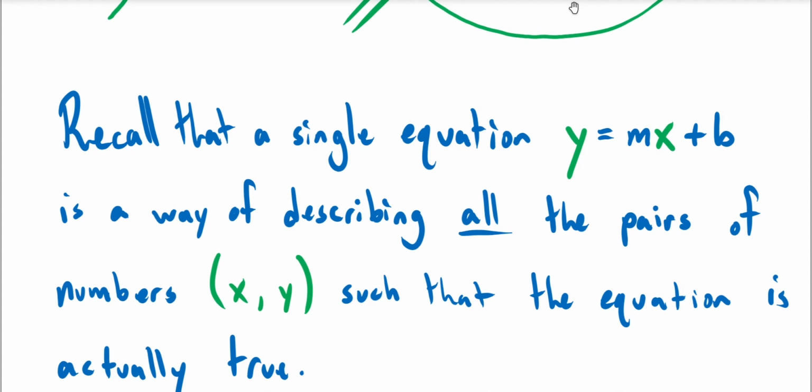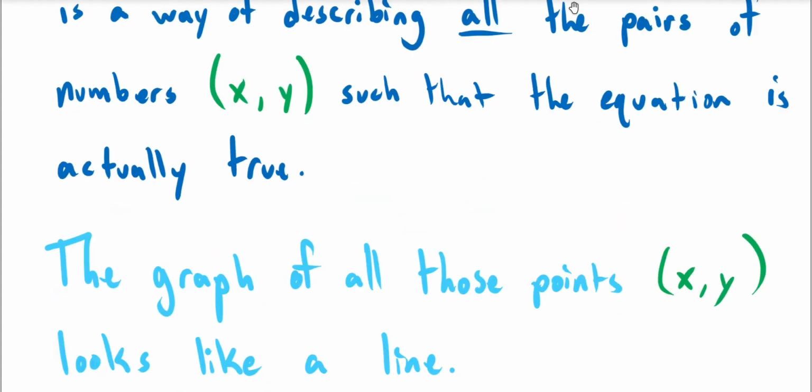That is to say, if you take x and you times it by m and you add b to it, you will actually get whatever y is as a coordinate pair. And if you trace out all of the points x comma y that satisfy some equation that looks like y equals mx plus b, the collection of points that you get actually just looks like a line.